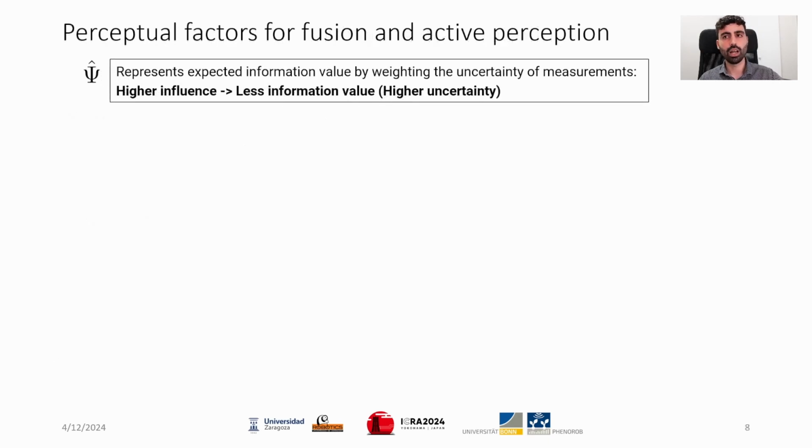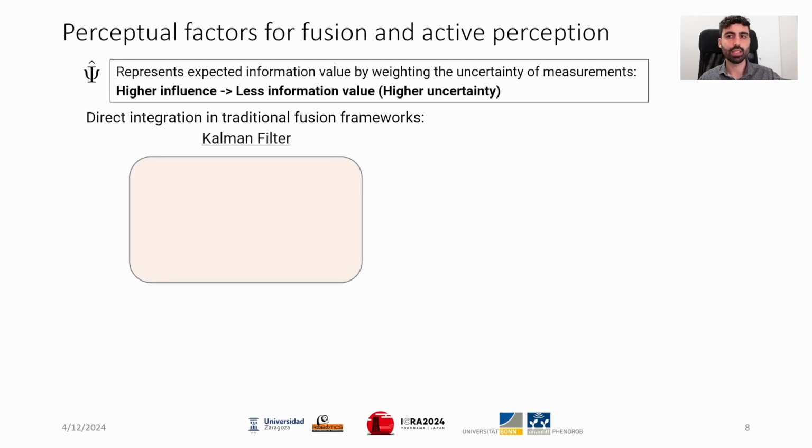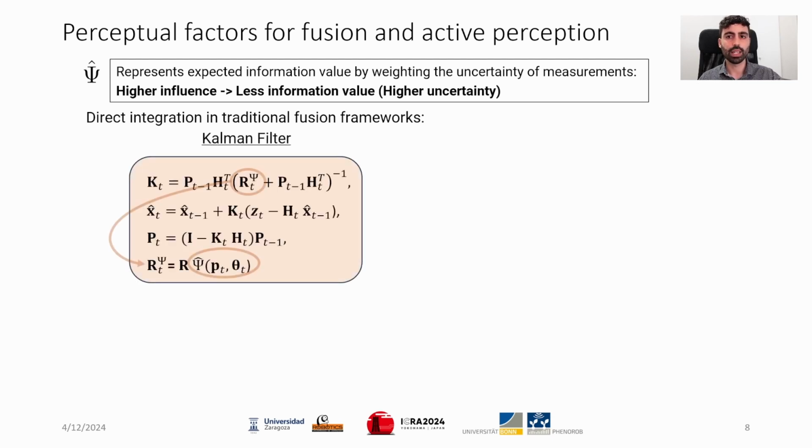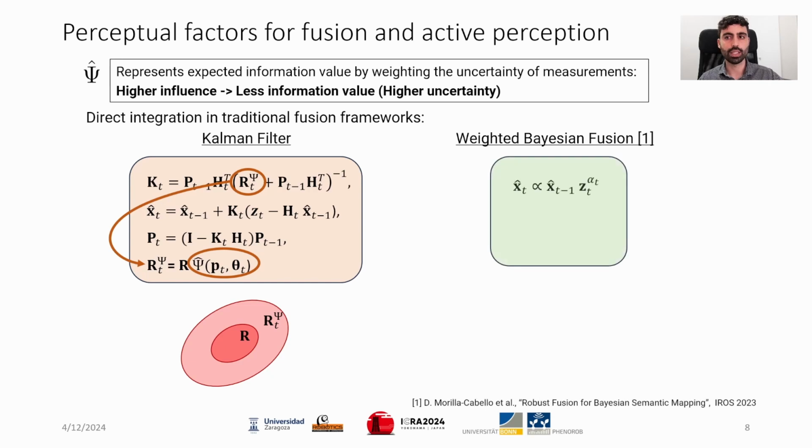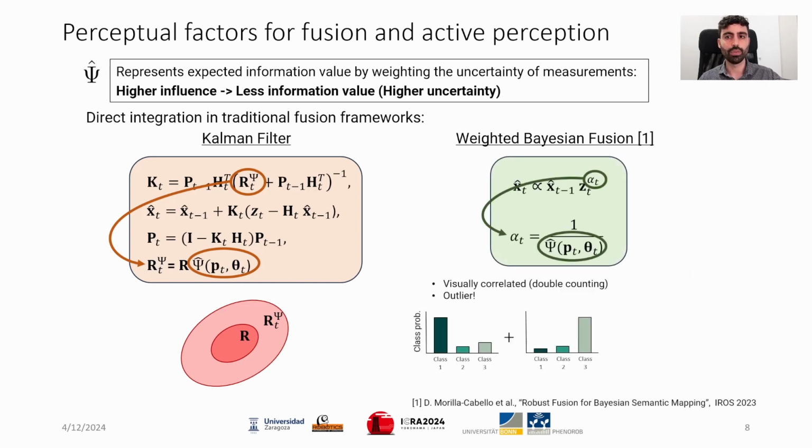The question now is, how do we use this map? In short, we use its value at a specific point to represent the expected information value. This is introduced in traditional fusion frameworks by weighting the uncertainty associated to the measurement. For example, in the Kalman filter, we can include it as a scaling factor of the covariance matrix. Or in Bayesian fusion, as in the semantic case, we can include it as a weighting term that will avoid overconfidence due to re-observations and the effect of outliers caused by the perceptual factors.